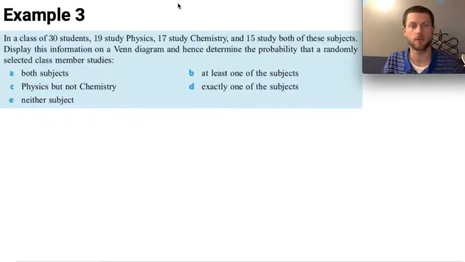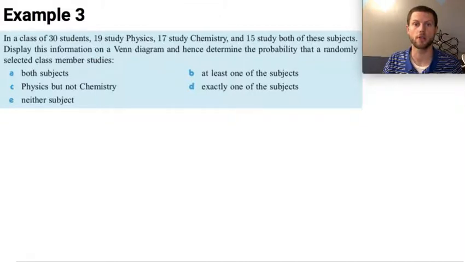Let's take a look at some examples where we're actually using Venn diagrams to illustrate some probabilities. In this example, I've got a class of 30 students, 19 study physics, 17 study chemistry, and 15 study both of the subjects. Display this information on a Venn diagram and hence determine the probability that a randomly selected class member studies all of these things.